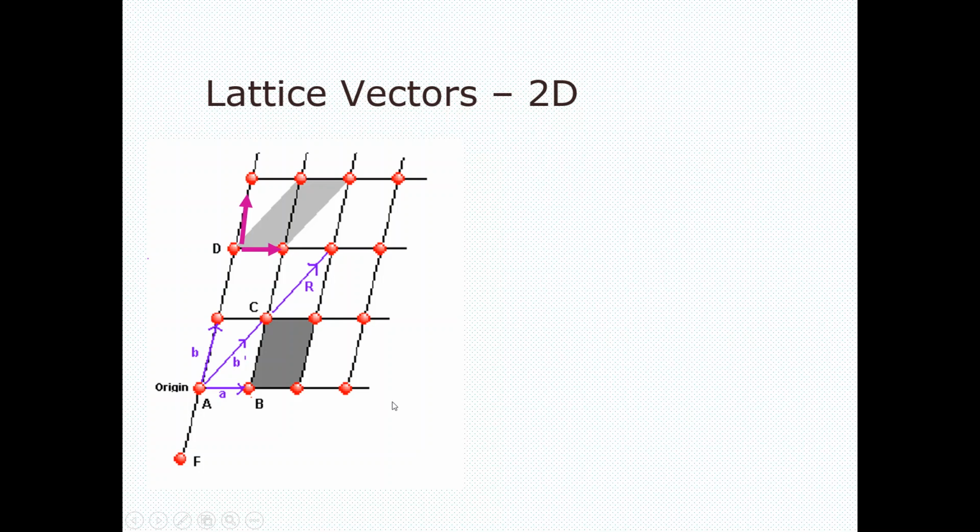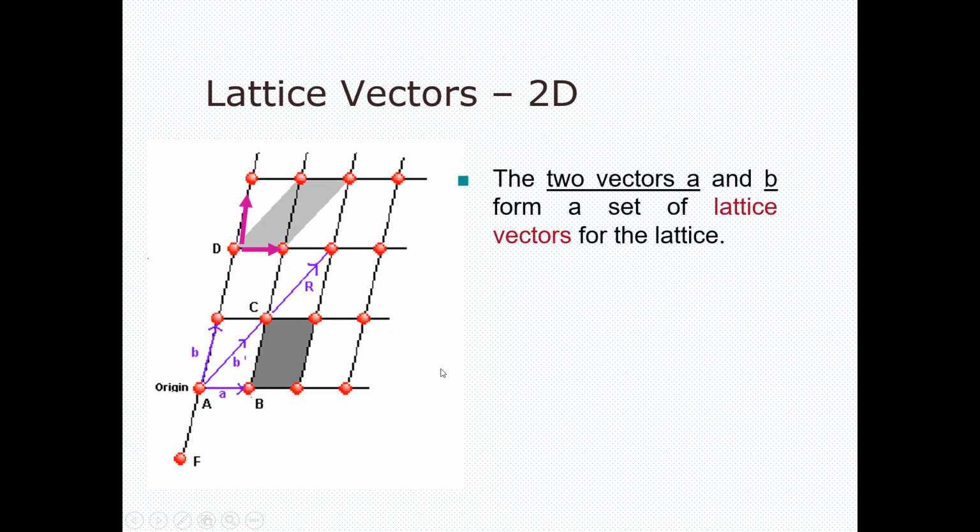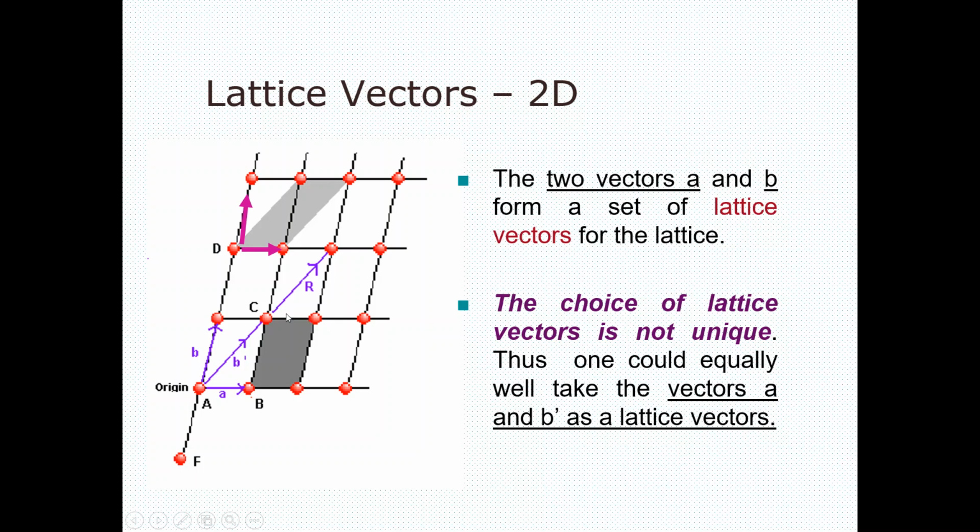So for a lattice vector in 2D, the two vectors A and B form a set of lattice vectors for the lattice, as I already mentioned in the previous slide. The choice of the lattice vector is not unique. We should remember this. Thus one could equally well take another pair of vectors A and B as the lattice vectors.